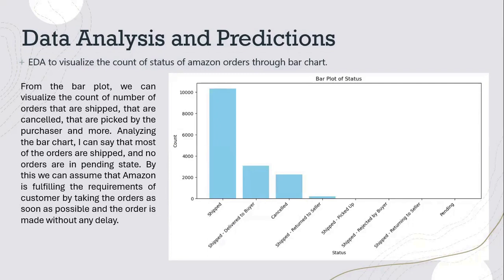The third visualization that I plotted shows the status of Amazon orders through a bar chart. From the bar plot, we can see the count of the number of orders that are shipped, that are cancelled, that are picked up by the purchaser, and the number of transactions that are pending. Analyzing the bar chart, I can say that most of the orders are shipped and no orders are in a pending state. From this information, we can assume that Amazon is almost fulfilling the requirements of every customer by taking the orders as soon as possible when the order is made by the customer, without any delay.